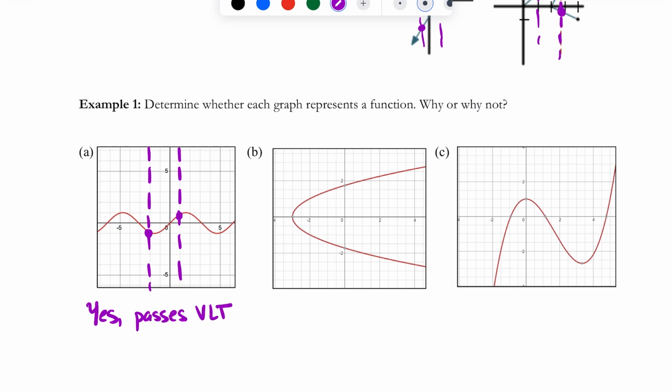If I look at the second one, I might start here on the left-hand side and notice, hey, my vertical line is only hitting at that one point, so that's okay. But if I draw any other vertical line here, it's going to hit twice. And so we will say, no, this is not a function by the VLT.